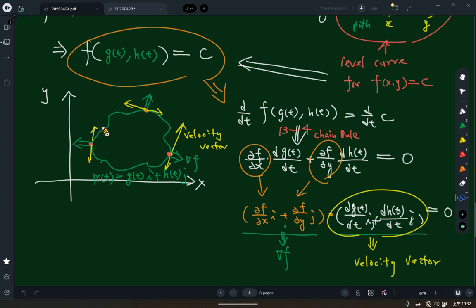Okay, so going back to the curve here, we assume g of t, h of t are just describing a curve like this green one. So based on this fact, at each point you can always get its gradient vector, and you can also get its velocity vector, because this is a position vector. Its velocity vector should follow the direction of the tangent, right?